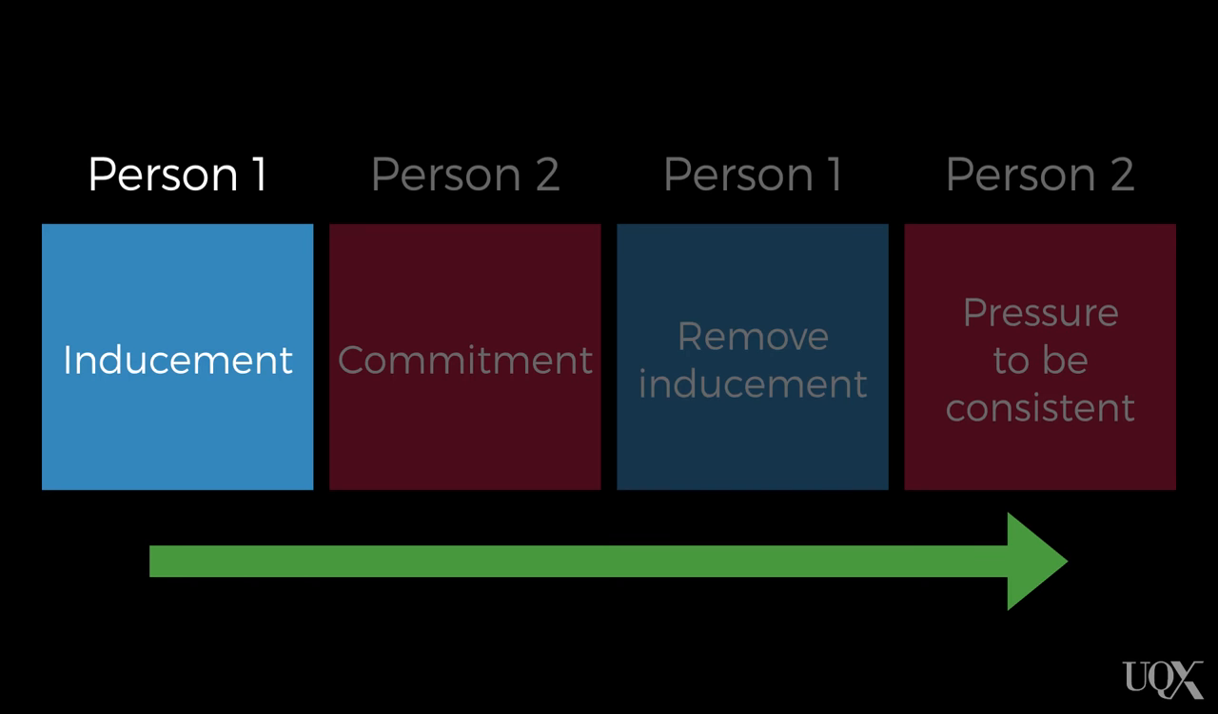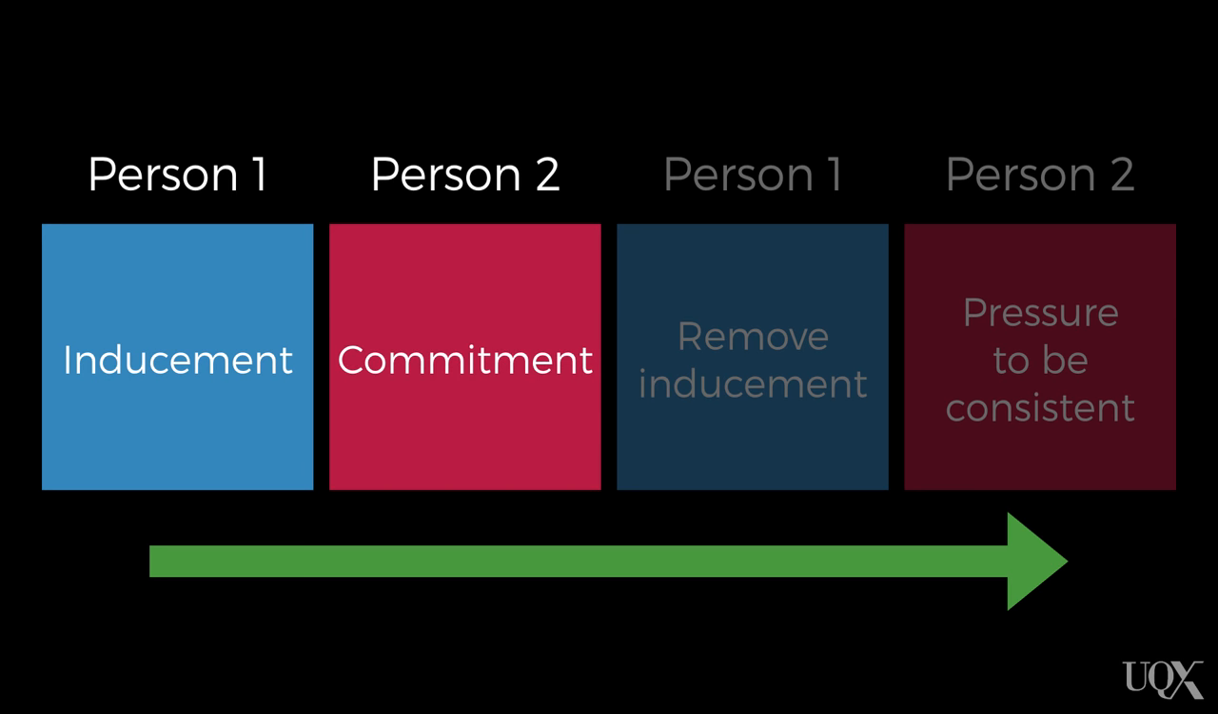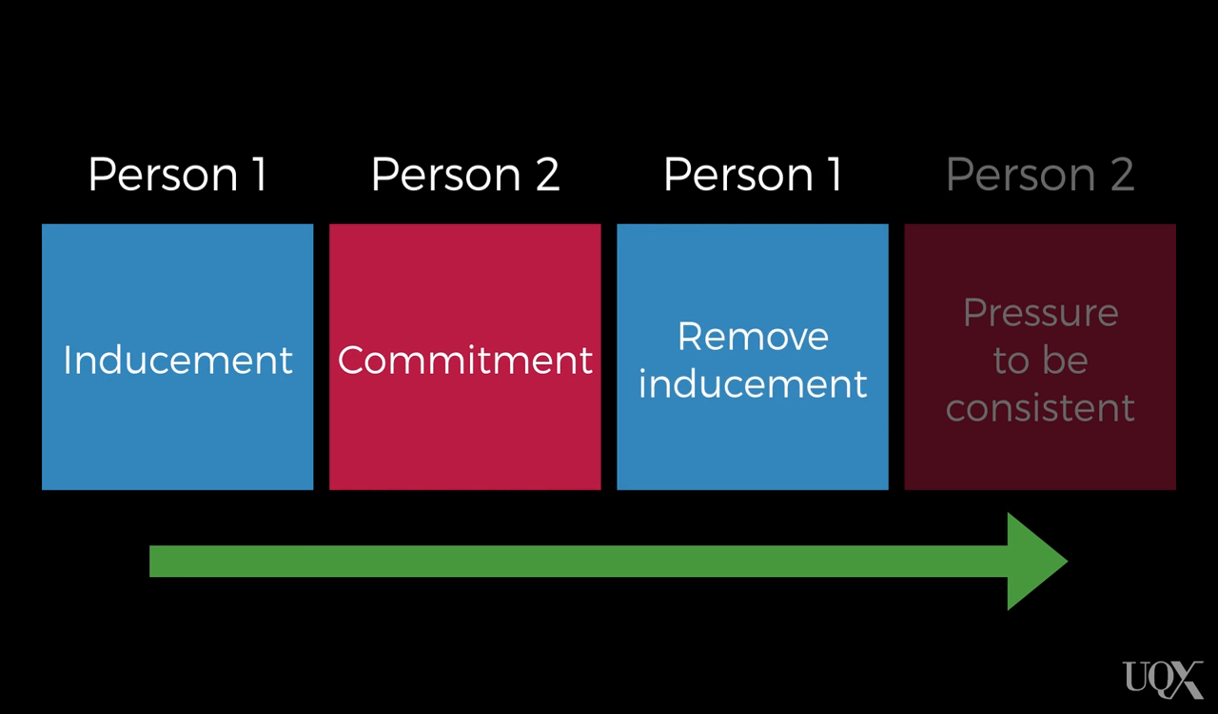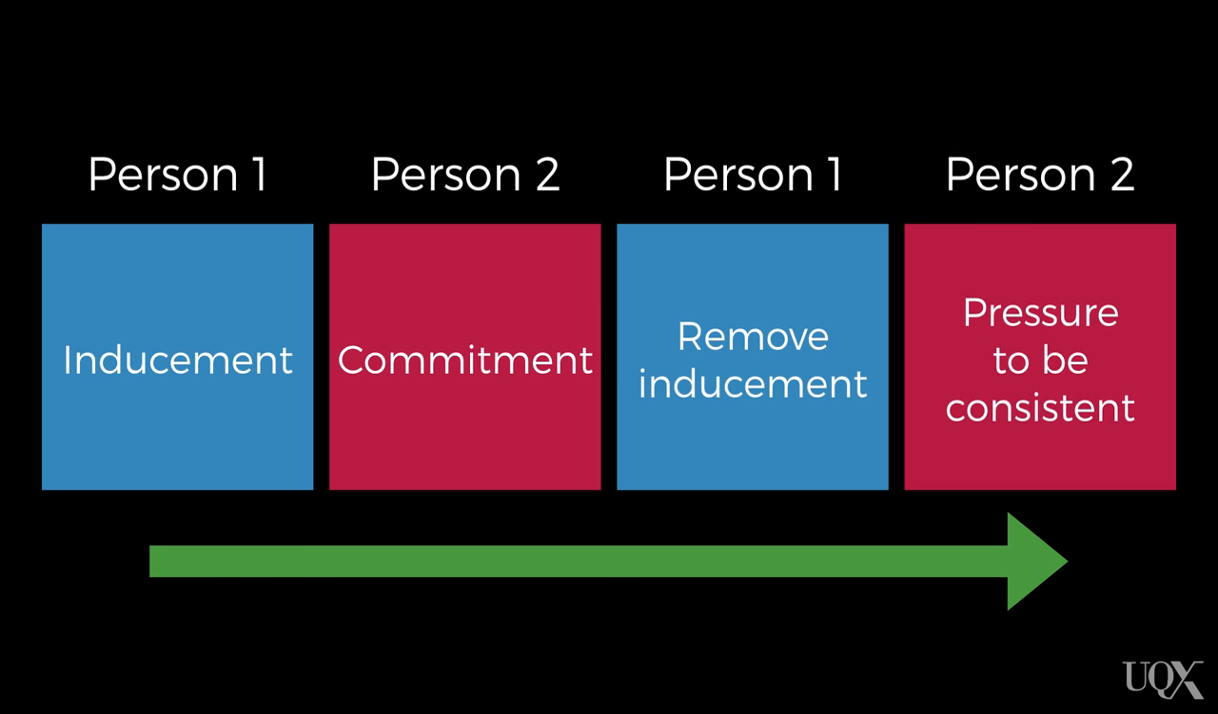So we can use the principle of consistency as a strategy to influence others. But there are a couple of variations of this principle to be aware of. The first of these is called bait and switch. The idea is that you give people an inducement to encourage a commitment, and then once they're committed to a particular decision or behaviour, you take away the inducement that made them commit in the first place. However, they still feel pressured to be consistent with their initial commitment.